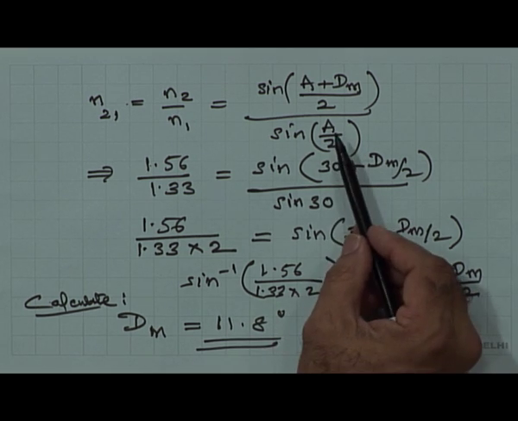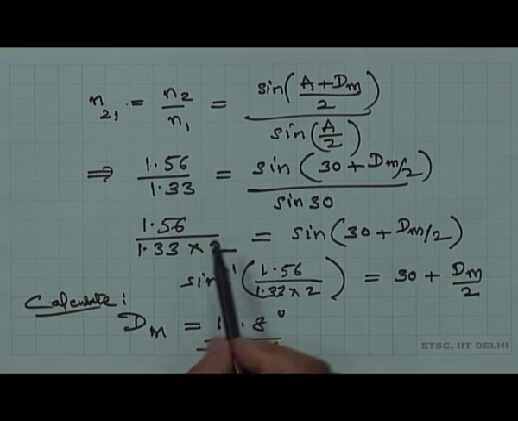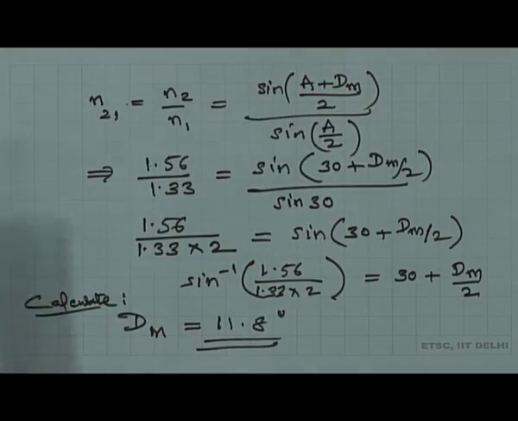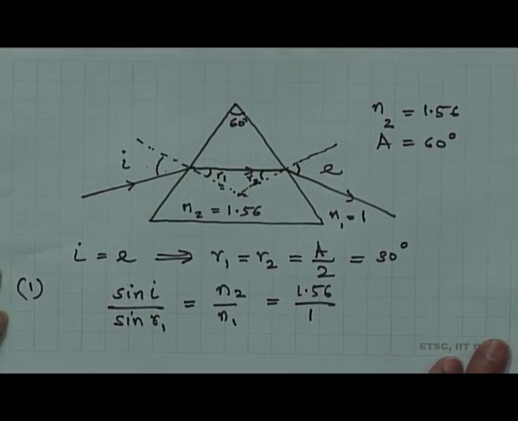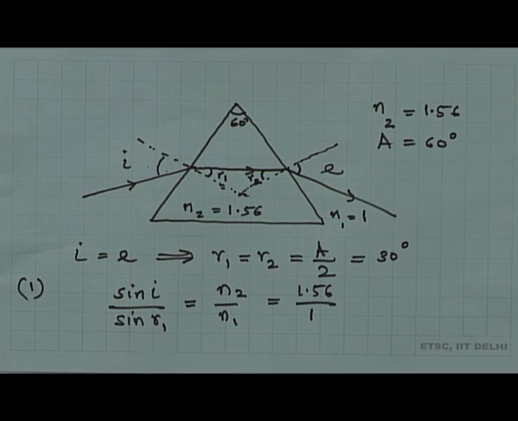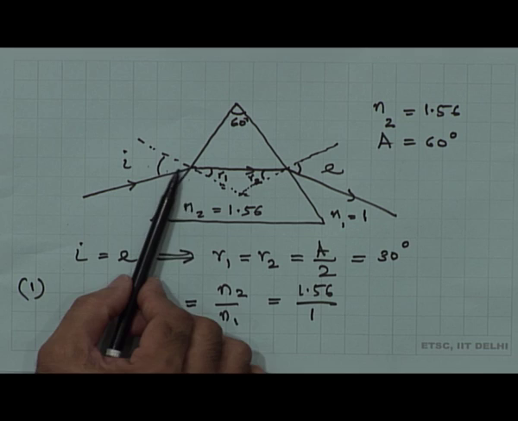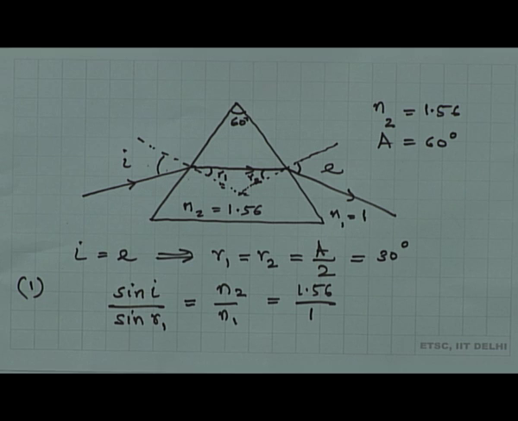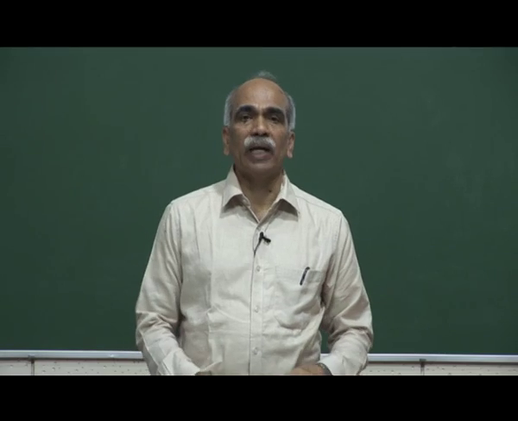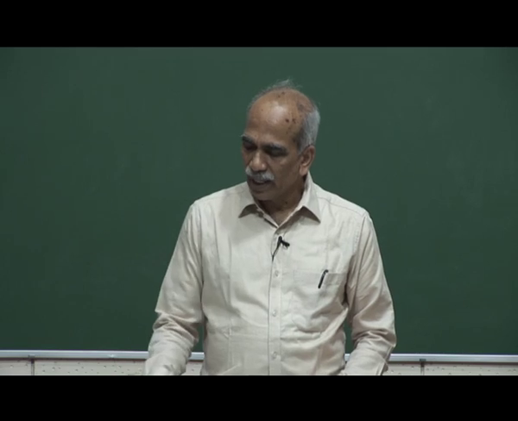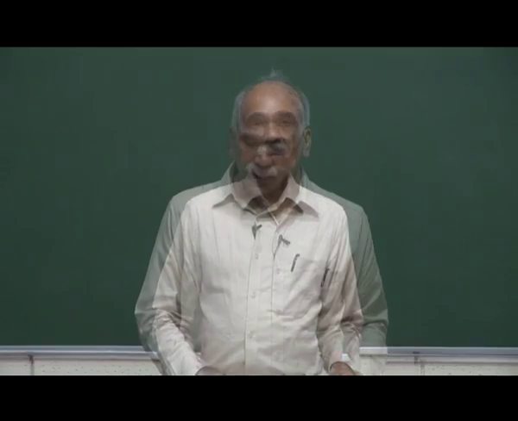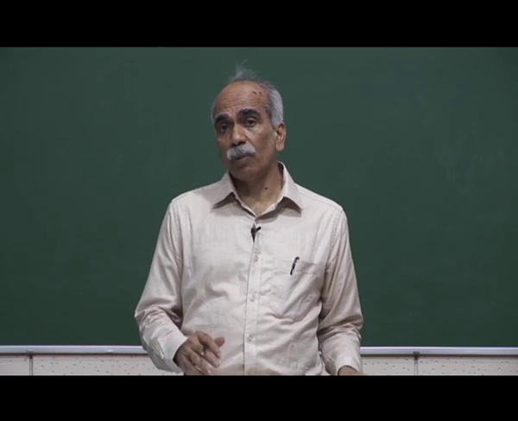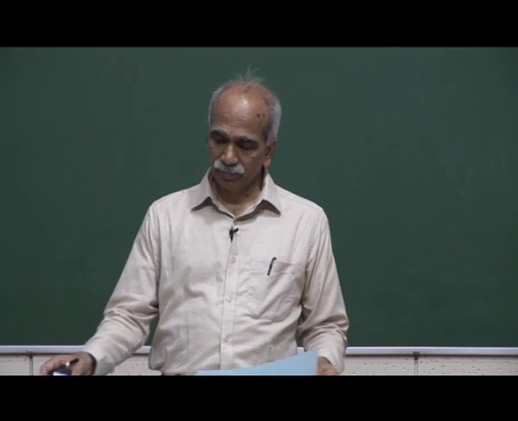So, either we could use this formula, it is not necessary that we have to use the same formula. In this case, once we have recognized the picture, it is possible to simply apply Snell's law here. We need not go to the other formula of sin of (A plus dm) by 2 by sin A by 2, and that is what I have shown through this example. And let me take up the next topic, which is dispersion.